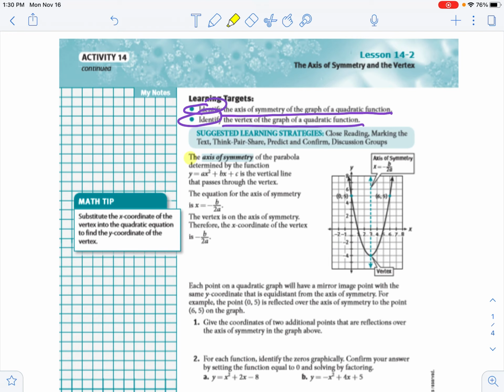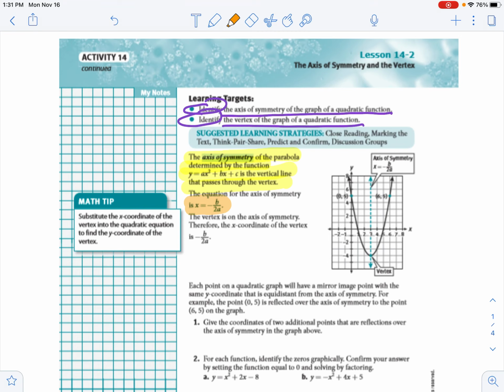So as we talked about before, the axis of symmetry of the parabola is determined by the function y equals ax squared plus bx plus c. If it's in standard form, it's the vertical line that passes through the vertex. And there's a neat little equation that we use. It is x equals negative b over 2a, which hopefully you recognize a little bit from maybe the quadratic formula. So the vertex is on the axis of symmetry, and the x-coordinate of the vertex would be that negative b over 2a that we find.